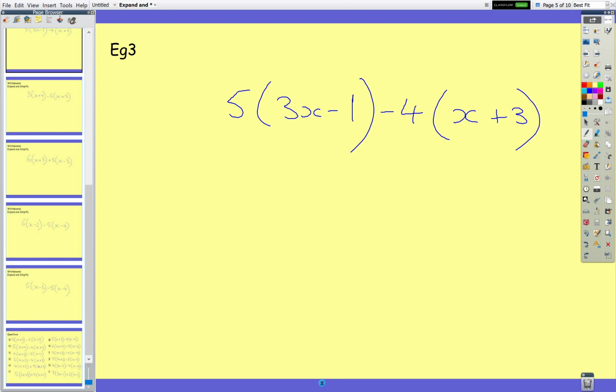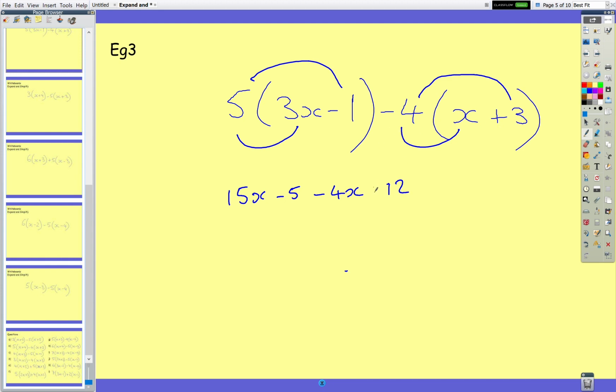Okay, now hopefully you've had a good crack at it. That gives me 15x. This here gives me negative 5. This here gives me minus 4x. And 4 times 3 gives me 12. Minus and a positive, minus always wins. Okay, so let's box them up.